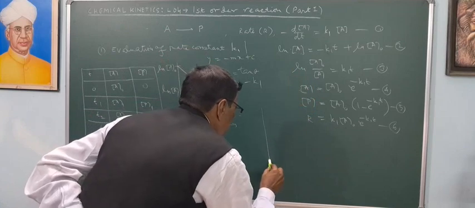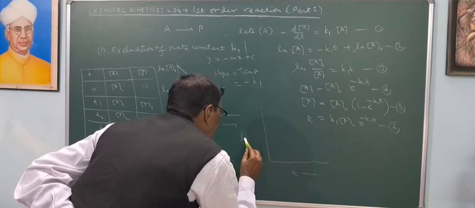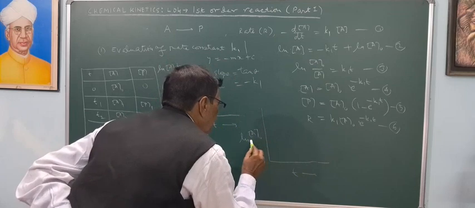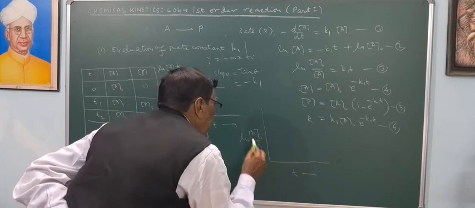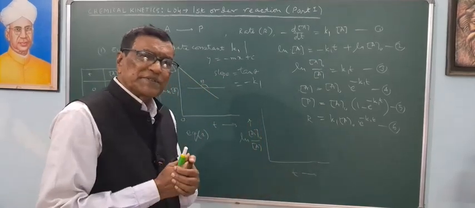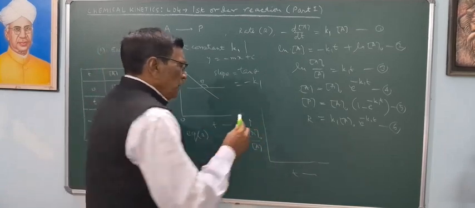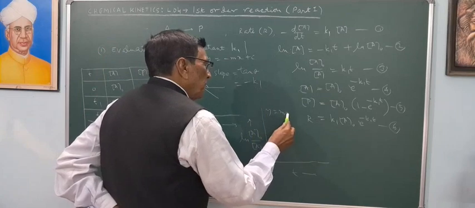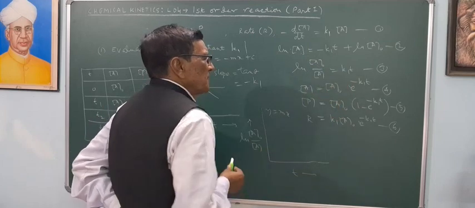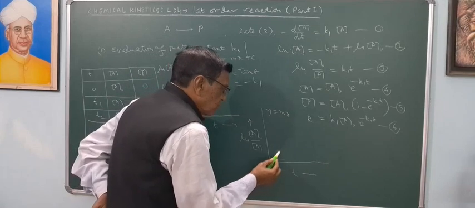Say here t and here ln of concentration of A naught divided by concentration of A along this y-axis. Here also t is the independent variable and this term is dependent on t. So it will be y equal to mx. So it will be a straight line passing through the origin with a positive slope.